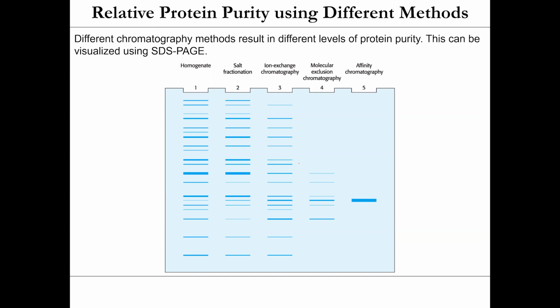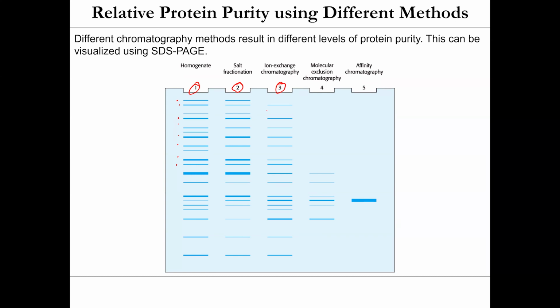And so if you're running multiple different rounds of purification to get your protein of interest as pure as possible, you can use these SDS-PAGE gels to look at the relative purity of your proteins compared to everything else. So this is just sort of a cartoon example. So you have your homogenate here, which contains a lot of different proteins. Salt fractionation we didn't talk about, but it's sort of a weaker way of purifying proteins from other proteins. Ion exchange chromatography, so now you separated proteins by charge.